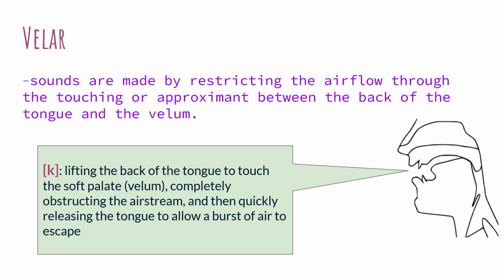The sound k. It is pronounced by lifting the back of the tongue to touch the soft palate, that is the velum, completely obstructing the airstream and then quickly releasing the tongue to allow a burst of air to escape.